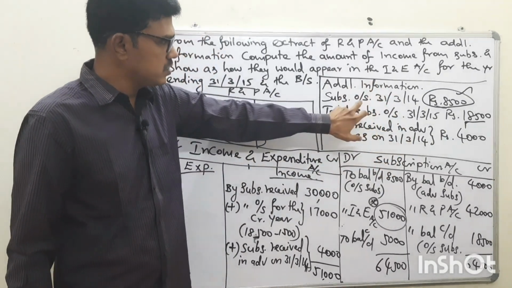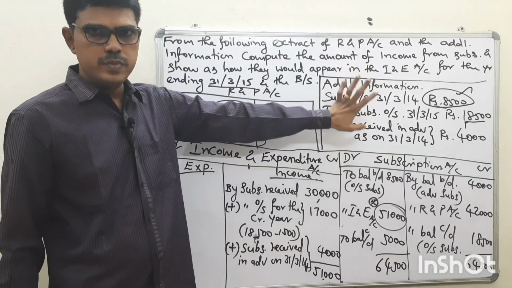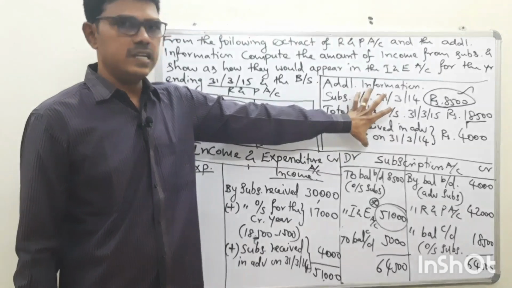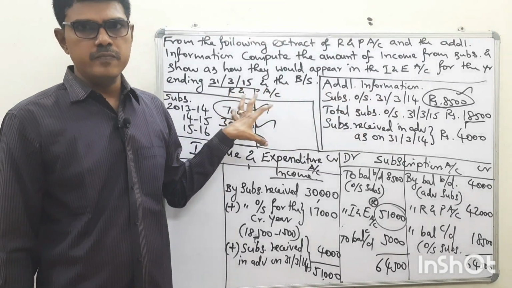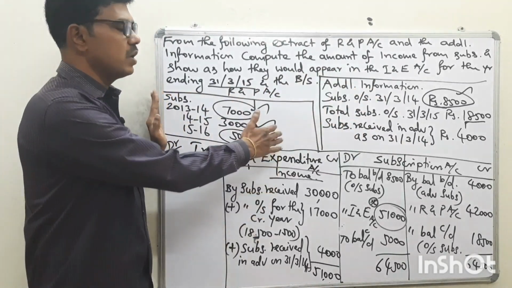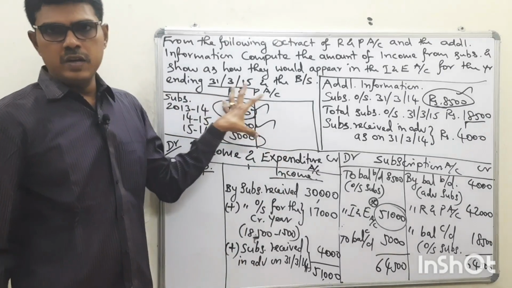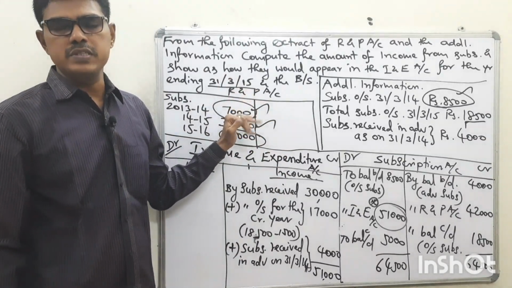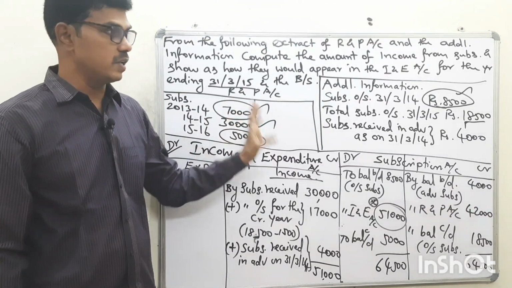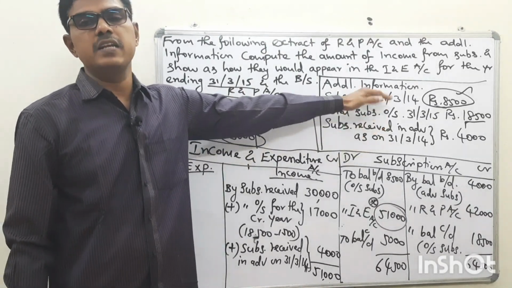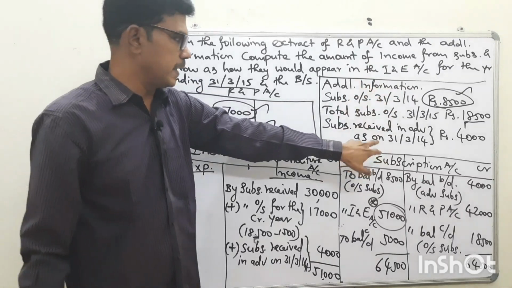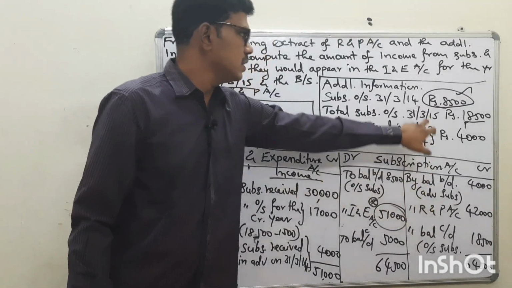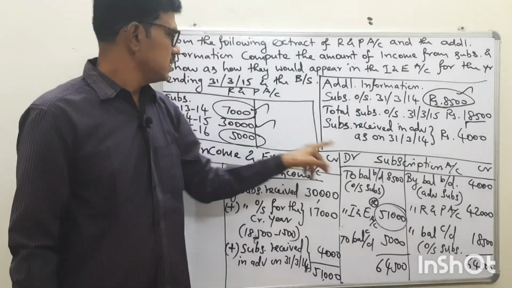These two values will always be available only in the additional information, because they will not affect the receipts and payments account, right? These are outstanding. Only the amount received during the year will be available in the receipts and payments account, irrespective of the period. If anything is outstanding, it will be available only in the additional information. So this amount is the opening advance subscription, opening outstanding subscription.